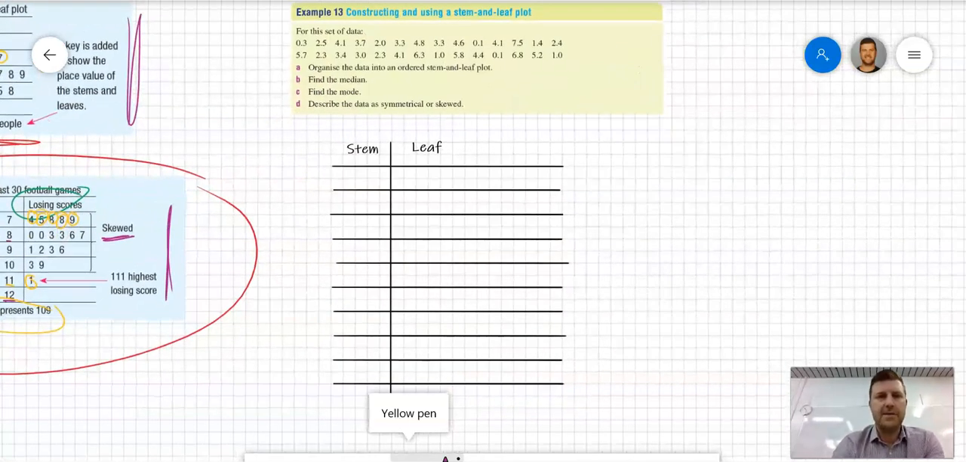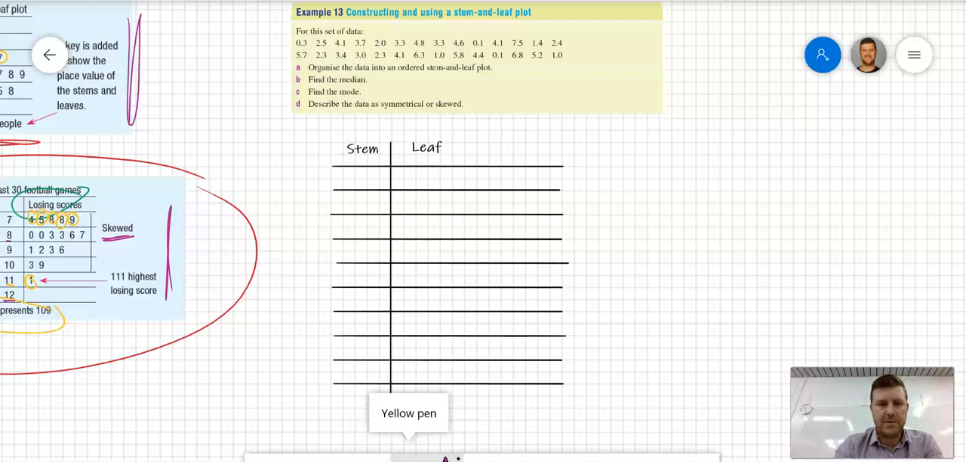So for this set of data, they give us some numbers. Organize the data into an ordered stem and leaf plot. So what I'm going to do is, for my stem number, I'm going to have the unit. So you can see that the lowest score we've got here, if you look through this data, is actually 0.1. So my smallest stem number is going to be 0. That's my smallest unit. And the biggest number you can see there is actually 7.5. So I'm going to go all the way from 0 all the way up to 7.